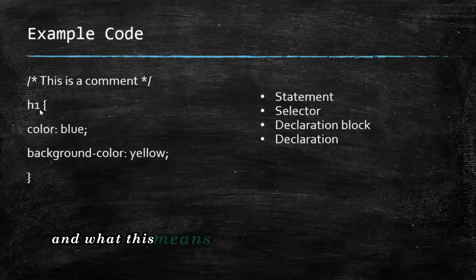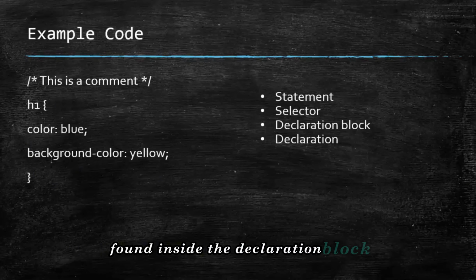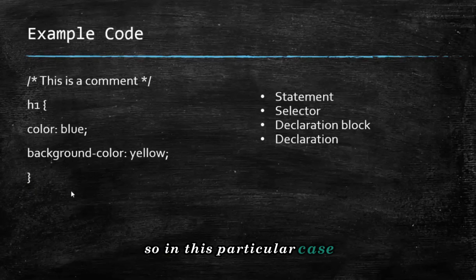And what this means is that any H1 header on the page is going to be formatted according to what's found inside the declaration block. And the declaration block is anything inside the opening curly brackets and closing curly brackets. So in this particular case, on a web page that uses this CSS, all the H1 headers are going to be blue with a background of yellow.